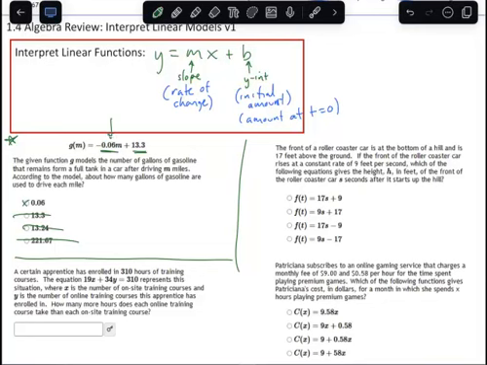0.06. Now, when we look at that 0.06, does it make sense that that might be how many gallons of gas are used for each mile? Yeah, it's our rate of change, right? It's negative 0.06 per m. M represents mile. And so it would make sense to interpret it as the amount of gas that is used per mile.